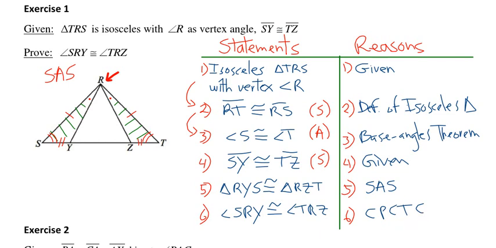Okay, so that is how we prove, in this case, that two angles are congruent by first proving that we have congruent triangles. So I'm going to briefly discuss exercise number 2.